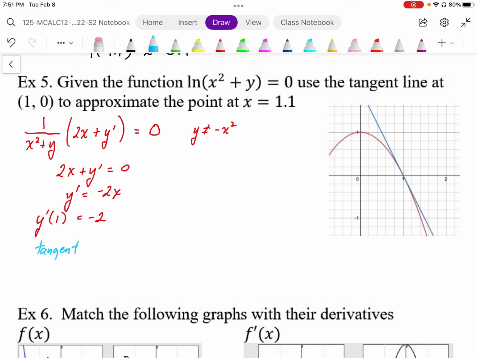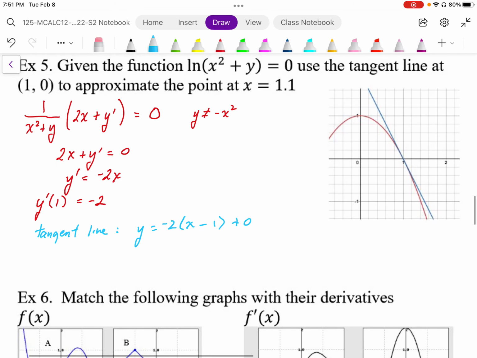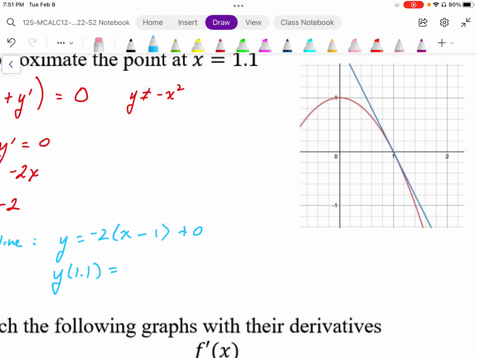Okay, so I'm going to find the equation of the tangent line now. I have the slope, so it's going to be y equals -2, and I have my point at (1, 0). Putting it in point-slope form, I've now got my tangent line. And using this tangent line, I'm going to find a point on that tangent line at 1.1. It looks like that point is right there at 1.1, -0.2.